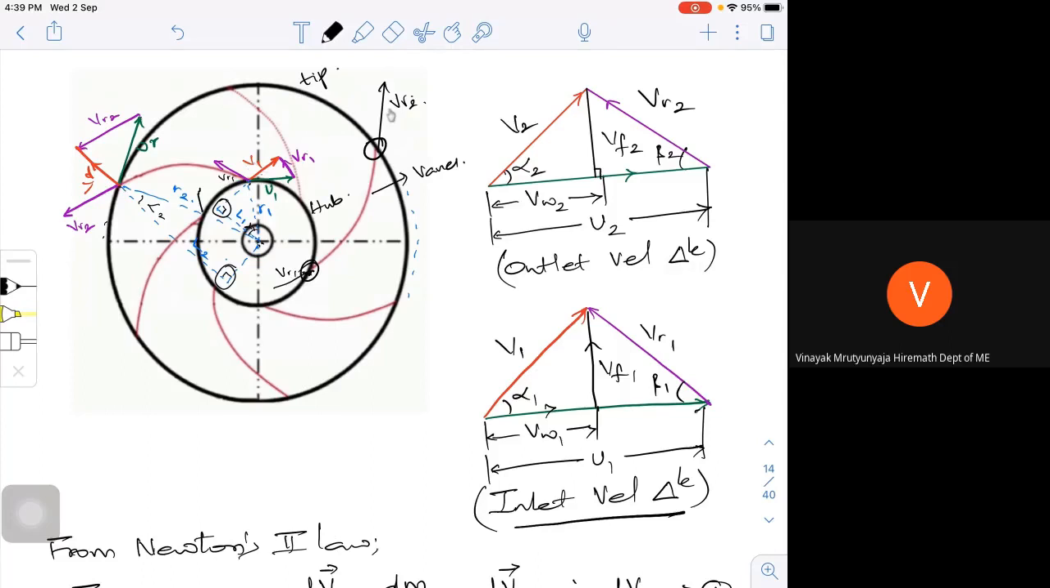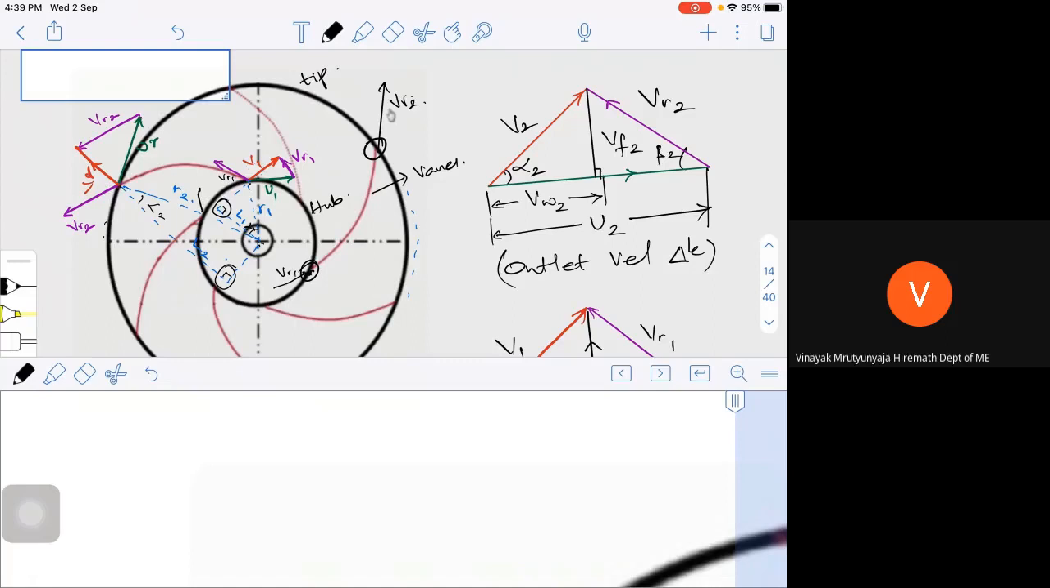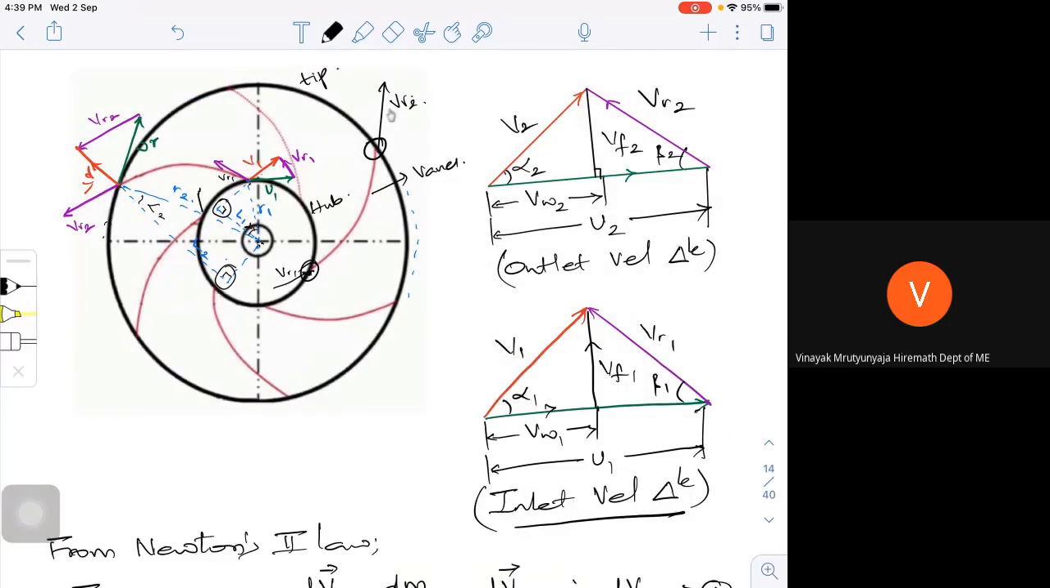So if I try to resolve it, I will have the horizontal component, which is VW1, and the vertical component, which is VF1, and I have alpha 1, which is the flow angle, the angle made by the fluid while entering your turbo machine. On the other side I have beta 1.